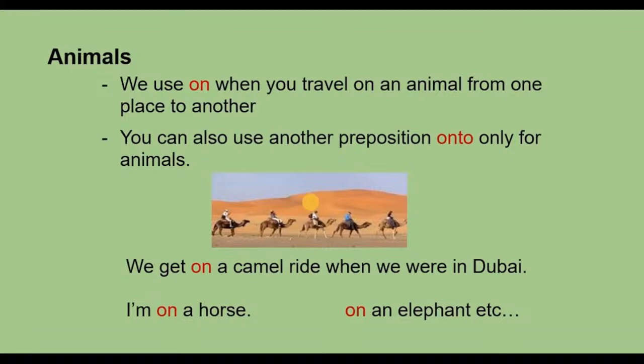So what would you say when you are on an animal? You are gonna use a preposition on. So, I'm on a horse. I'm on a camel. We got on a camel ride when we were in Dubai. I'm on an elephant. Okay? So, you can also use another preposition onto only for animals, not for other vehicles.